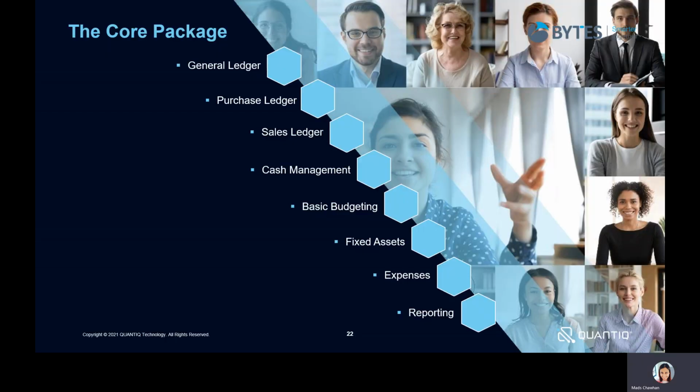So the functional scope that I mentioned, that makes up that core package, what is that made up of? Well, it's made up of the modules that you can see on the screen here. So we've got general ledger, purchase ledger, sales ledger, cash management, basic budgeting, fixed assets, expenses, and then reporting. This core package is pre-configured in line with Quantic's best practices, and it's a single package that's going to contain all the finance configuration required to set up a new legal entity based on those best practices, including this functional scope.